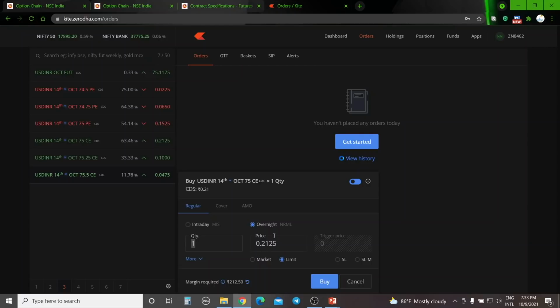So this is for how many USD? 1000 USD. For 1000 USD, you multiply this value by 1000. So the margin required, whatever money you are going to pay as premium, is 212.5 rupees. The calculation is very simple. One contract is $1,000, so whatever price you are seeing here, you multiply it by 1000. Same like Nifty. In Nifty, whatever premium you see, you multiply by 50. Here you multiply by 1000 because it is for $1,000.